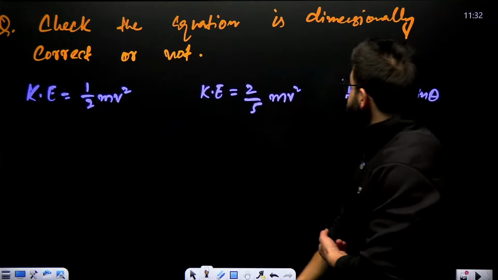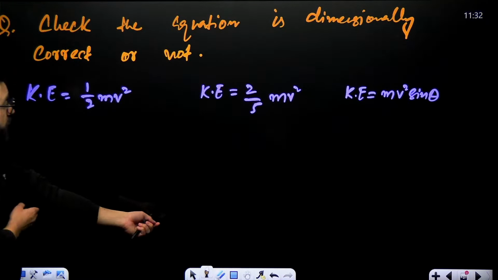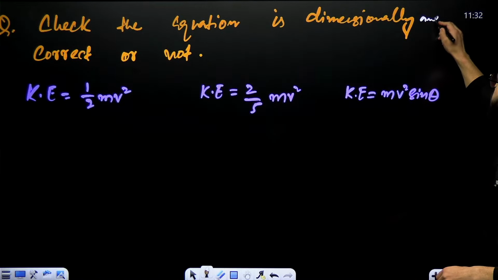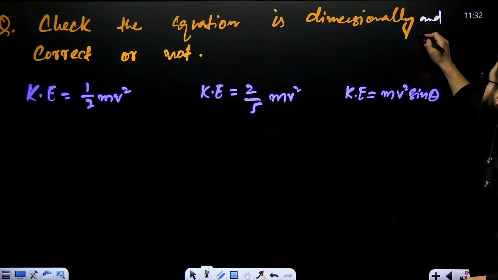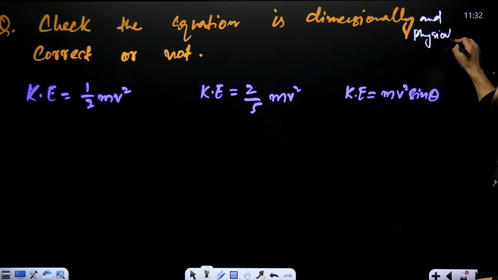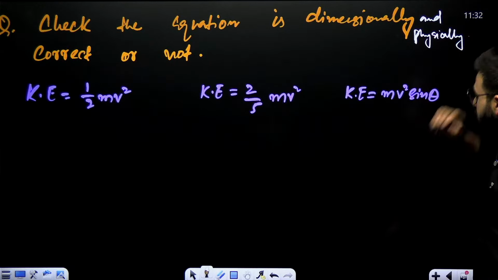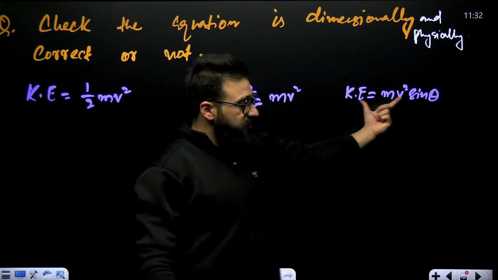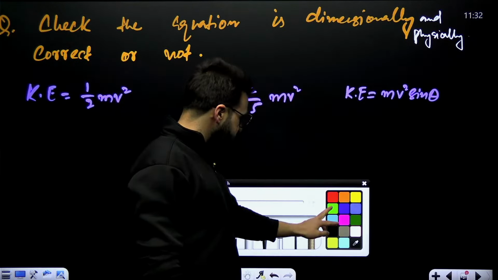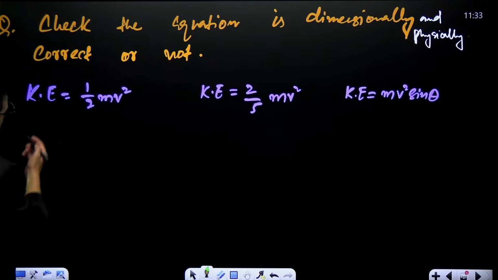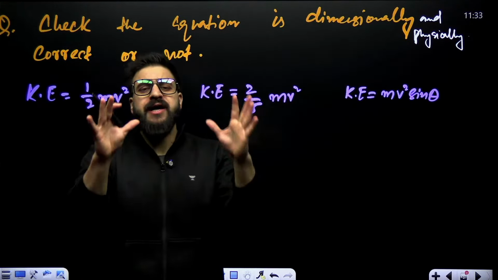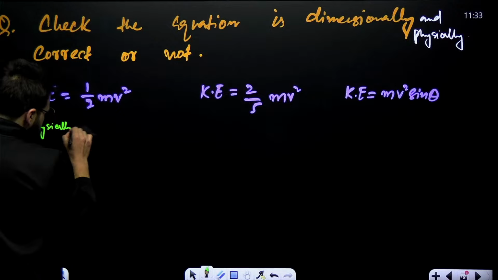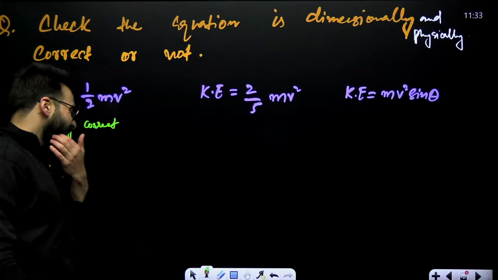Next, check whether the equation is dimensionally as well as physically correct or incorrect. You have to check whether this equation is dimensionally as well as physically correct or incorrect. Guys, see, when it comes to the formula of kinetic energy, we say it's 1 by 2 mv square. Yes, sir, it is correct. So this formula is physically correct.